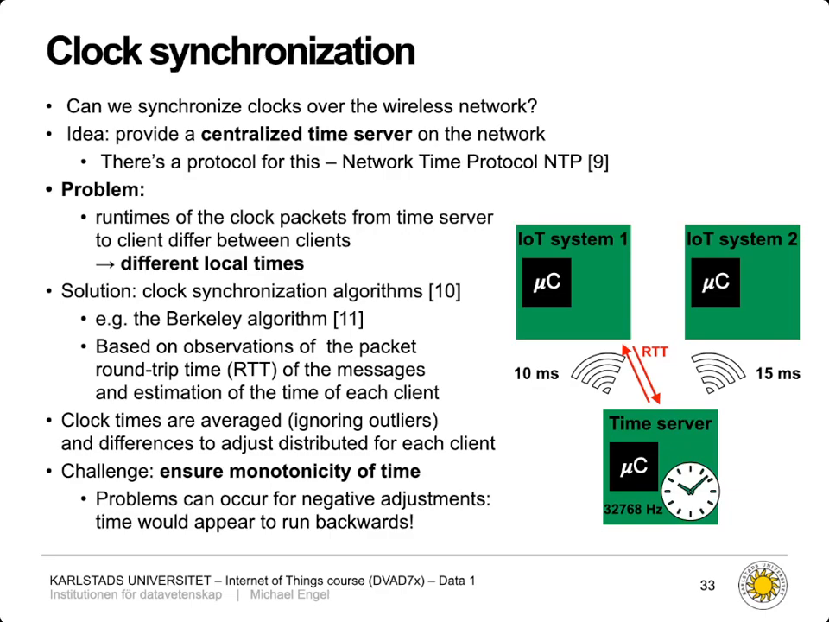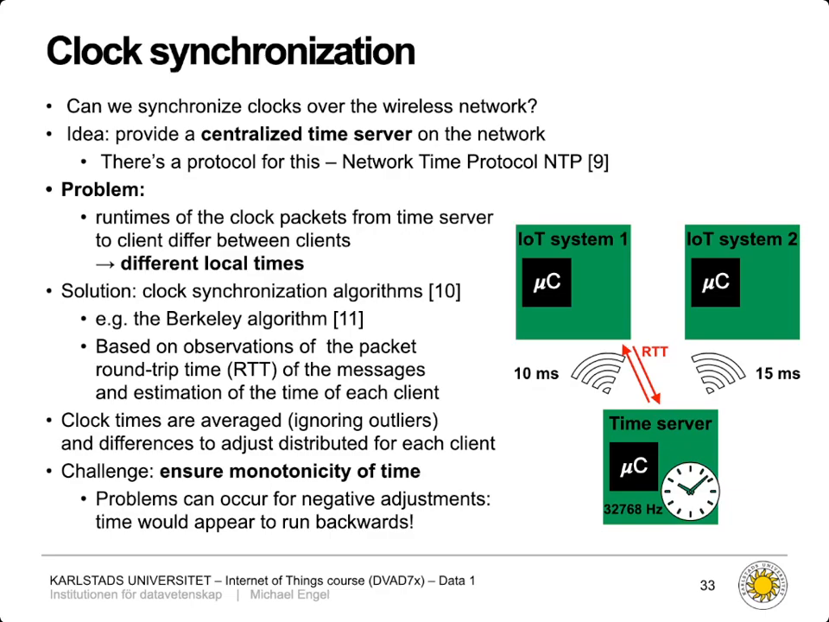So we can tell the other IoT system, okay, you need to correct down, like the left-hand system, you need to correct your clock down by 10 milliseconds, and it can send to the right-hand system, you need to correct it down by 15 milliseconds. So these clock times are averaged, you're ignoring outliers, and the differences to adjust are distributed for each client. It distributes the differences instead of a new absolute time, because a new absolute time would have the same problems as the initial one. Now, there's one challenge here.